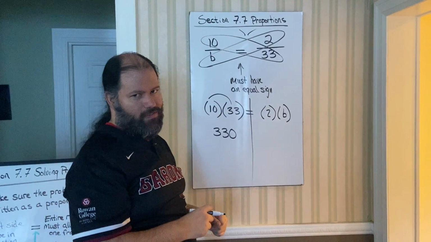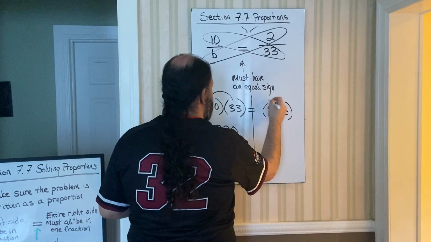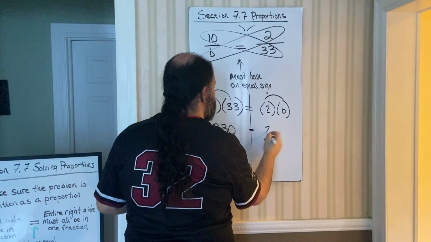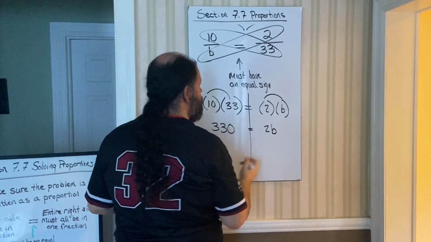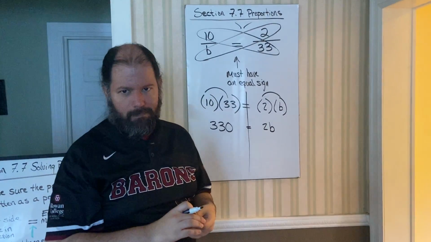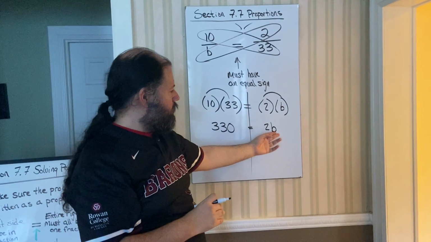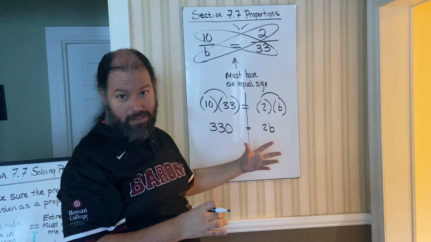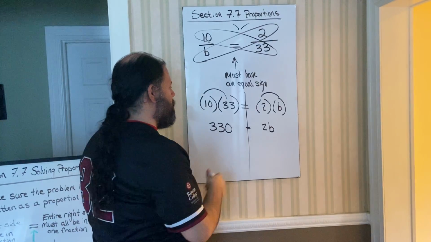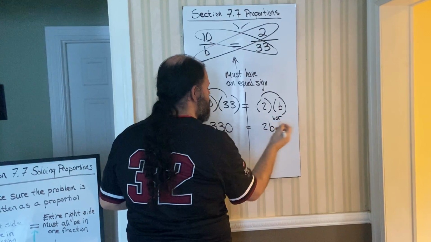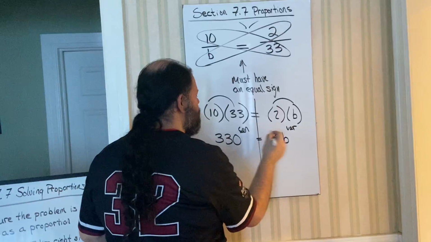Over here, get rid of the parentheses by distributing. 2 times b, 2b. Coefficient, variable, no like terms here, done simplifying. Next, labeling. This is the variable side. This is the constant side.